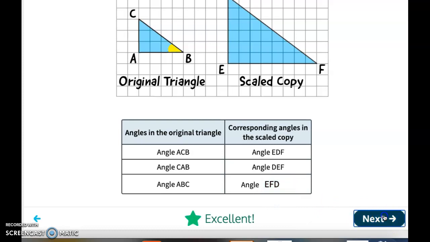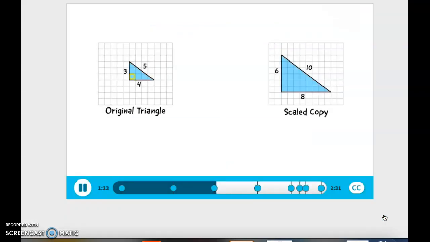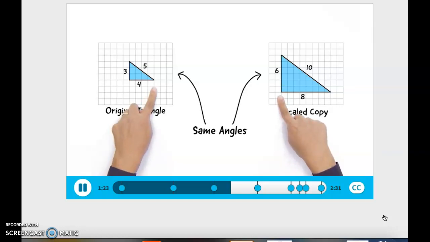Haha, we did it. You may have noticed that this is a right angle in the original, and it's still a right angle in the scaled copy. The angles in the scaled copy have the same measure as the angles in the original.